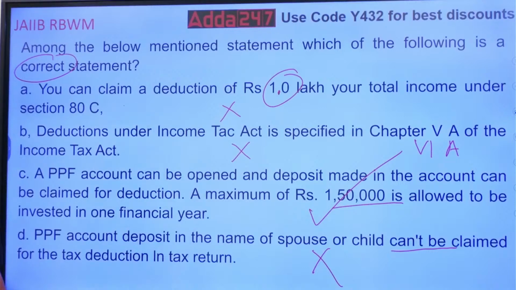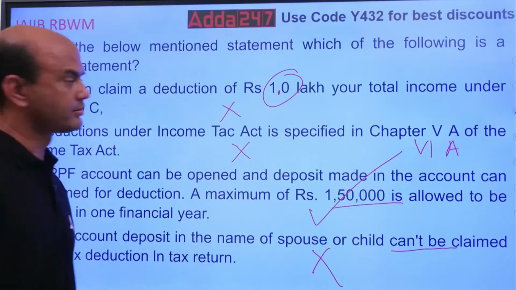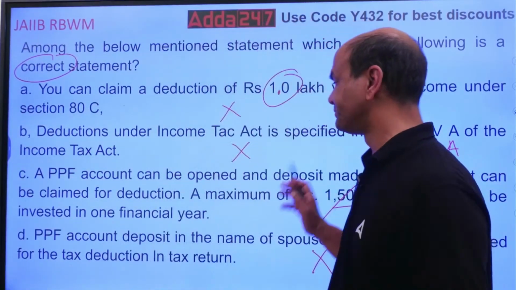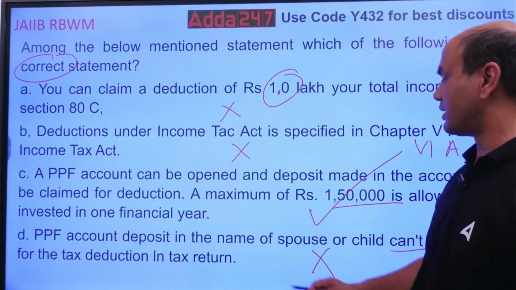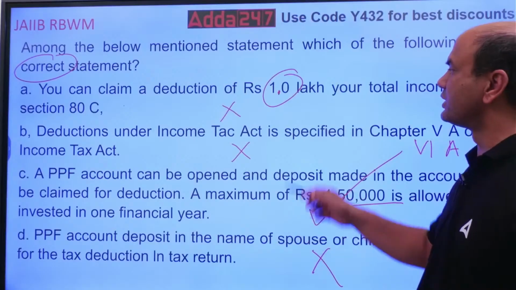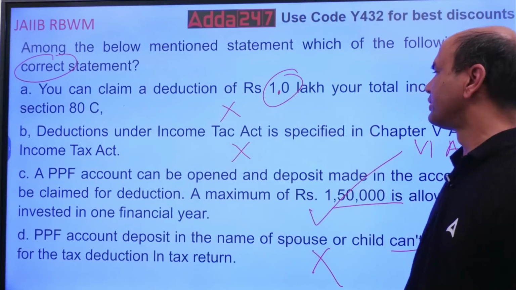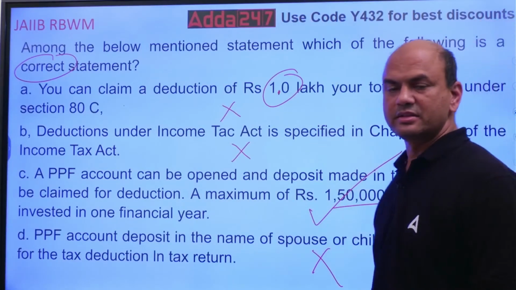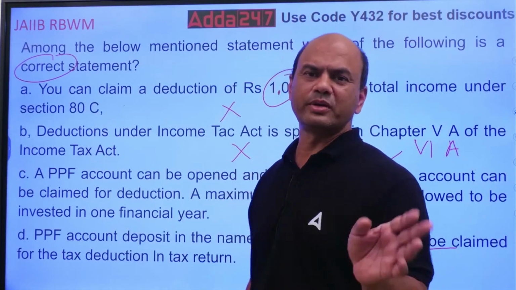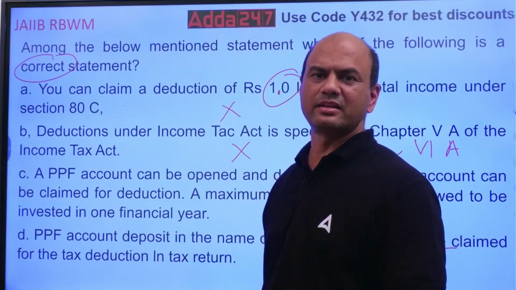In fact, this chapter 5A and 6A, you have to check. Okay, 5A and 6A. Remember this. This also D part, it can be claimed. 1,50,000 you know, this already you know. Okay, 1.5 lakhs. Nowadays under the new regime, everything is gone. No 1.5 lakhs, no 1 lakh, nothing.